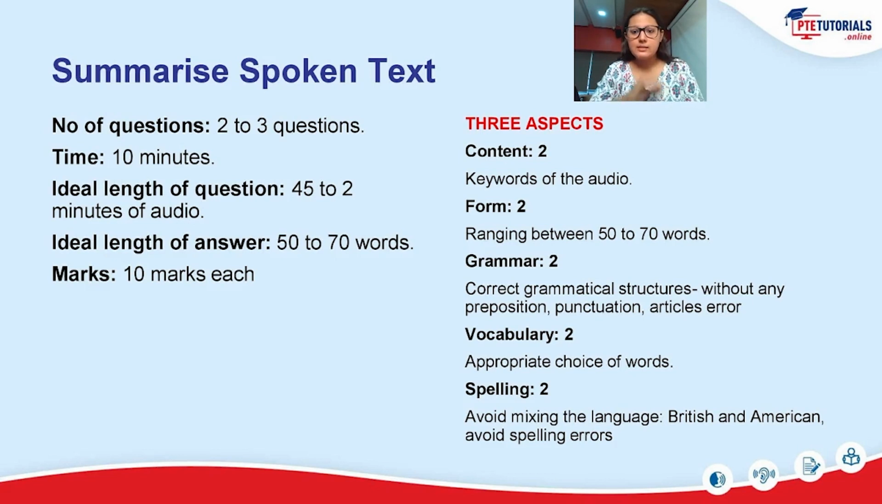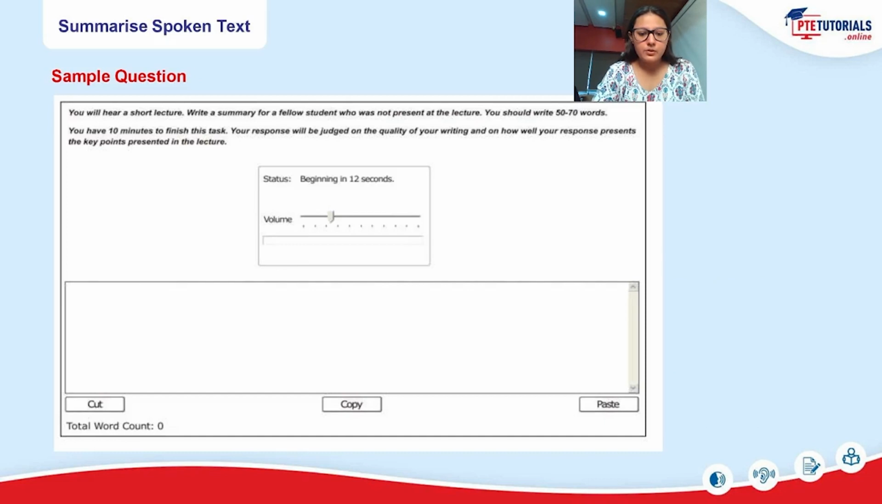Grammar is articles, tenses, prepositions; punctuation errors must not be there. Vocabulary is nothing but using some academic collocations and avoiding the repetition of words. Spelling is nothing but avoiding spelling errors. Alright, so here is how it looks. The functions of cut, copy and paste can be used internally. So from the first line, if I just want to cut something and paste it somewhere else, I can do that internally in the particular answer as well.